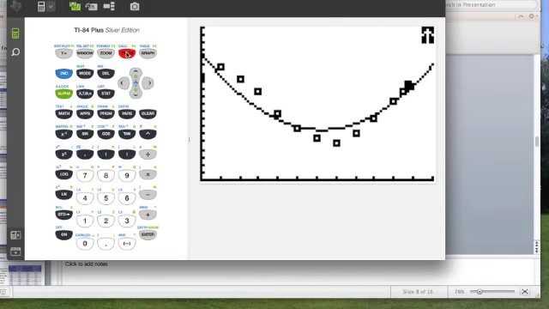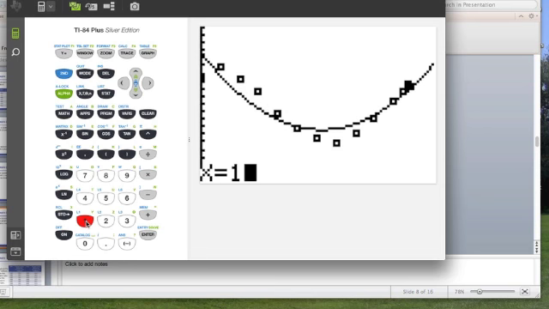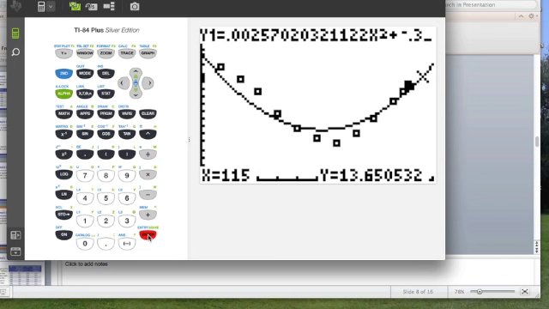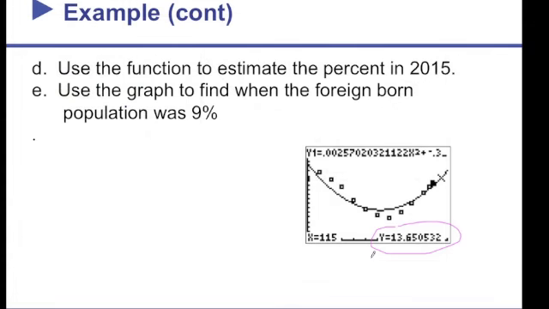I'll do a second calc. It's a value, so 1. We'll say x equals 1, 1, 5, and enter that. And we get 13.6505, so 13.7. With the rounded equation we found a much different answer than 13.65. The reason that happened is the rounding: we used rounded values in our calculation, and we found a much different value.